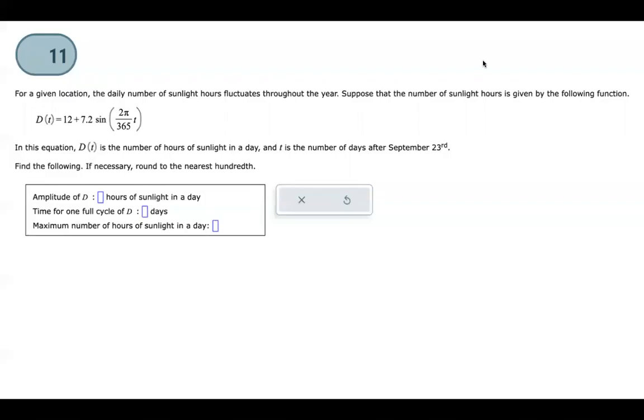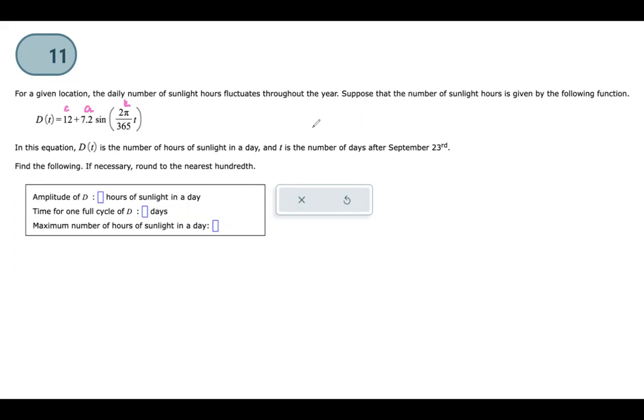So in this case, I believe it's quite simple to find the information requested. If we are asked for a given location, the daily number of sunlight hours fluctuates throughout the year. Suppose that the number of sunlight hours is given by the following function. So you can immediately see that this is your A, this is your K, and this is your C. Does not have a shifting, does not have any horizontal or phase shift.